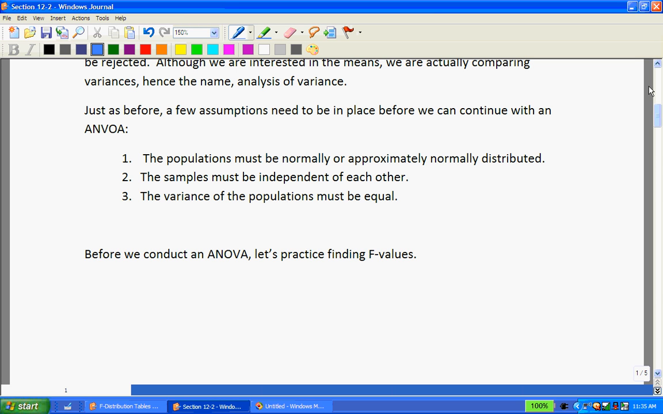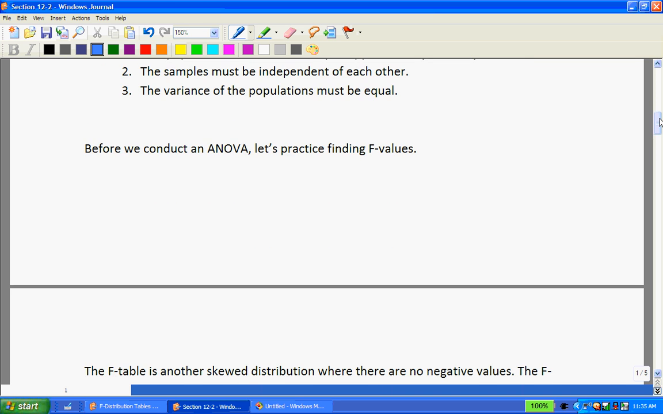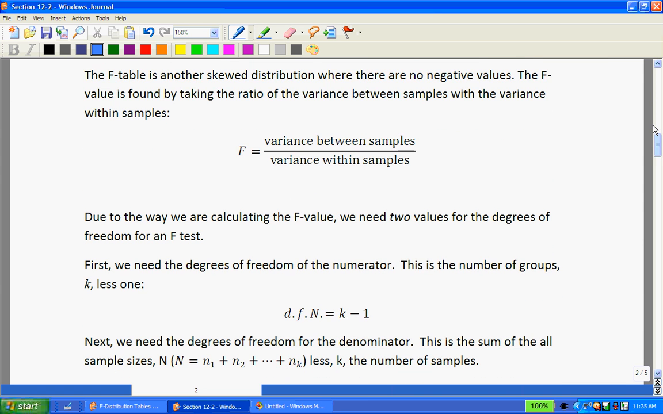Okay, now before we actually get to conducting an ANOVA, let's practice finding F values, because that's a little bit different. Now, an F table is another skewed distribution, kind of like chi-squared, so it's going to look something similar to this.